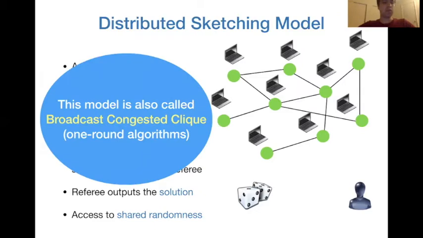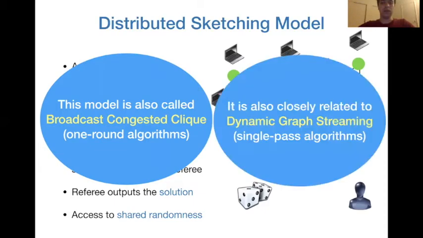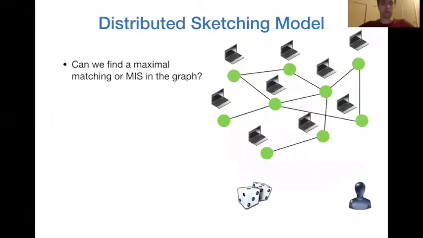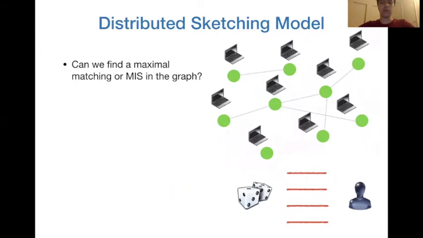Now, this model is sometimes also called the broadcast congested clique model, when we are focusing on one-round algorithms. And also it's closely related to dynamic graph streaming. So the question we want to understand is how to find a matching or MIS in this graph. So let's say if this is a maximal matching of this graph, we require the referee to be able to output such a collection of edges.